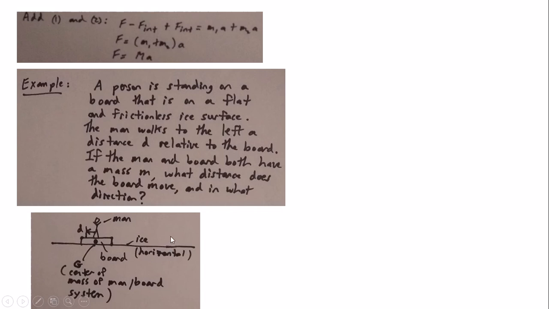So in this case, even though there is gravity acting on the system, because we're only looking at the horizontal direction, we can apply Newton's second law equation for a system of particles as described in the horizontal direction. I show G here as the center of mass of the man-board system. The man walks to the left relative to the board a distance d and then stops. What we want to do is find how much and in what direction the board moves as a result of the man walking a distance d.